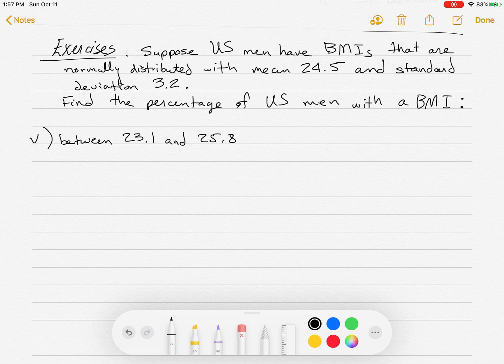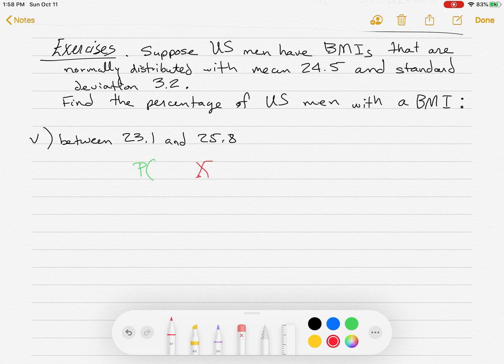So, calculating probabilities involving a normally distributed random variable. Our normally distributed random variable here is BMI. The mean is 24.5, the standard deviation is 3.2. Find the percentage of U.S. men with a BMI between 23.1 and 25.8.